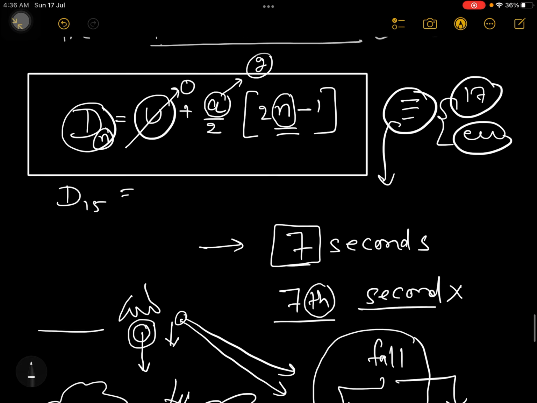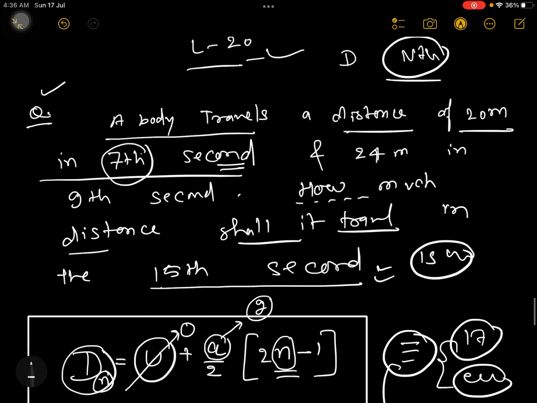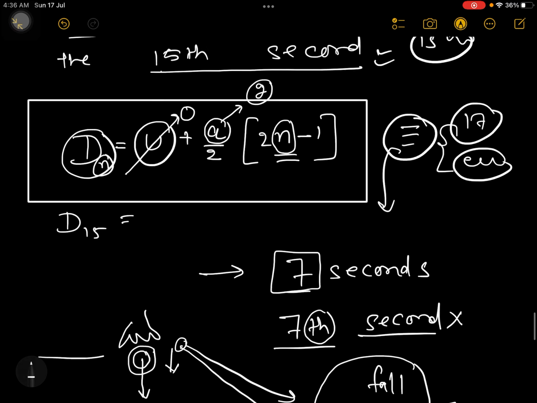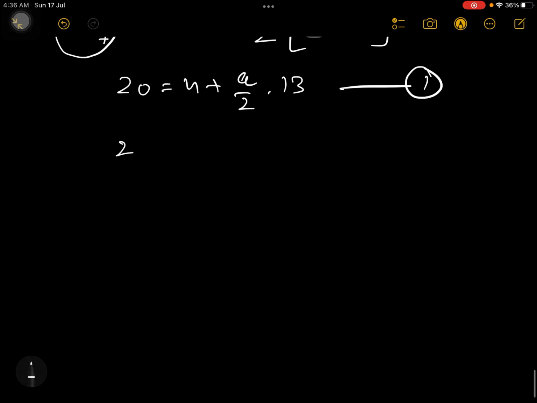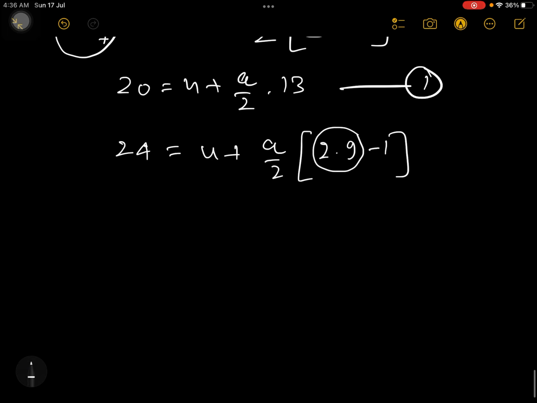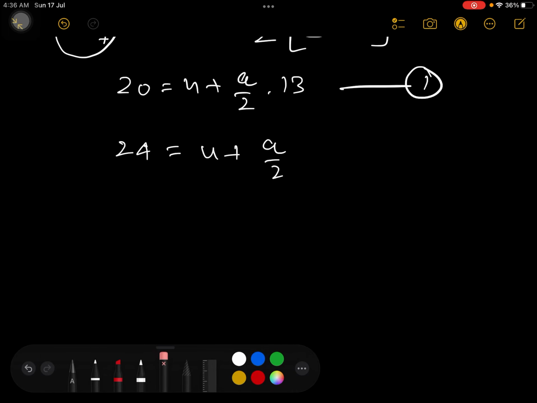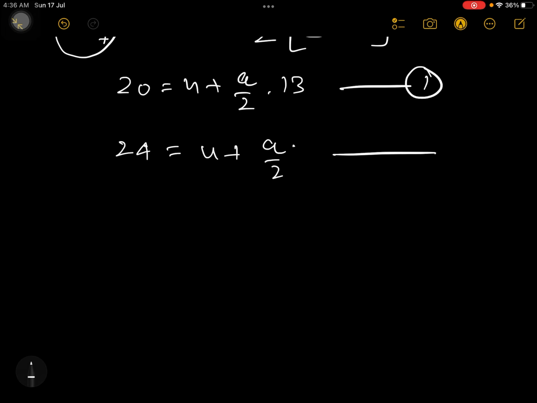Now you have one more data given. If you read the question properly, it is given as 24 meters in the 9th second. So again you make the equation: 24 meters is equal to u plus a by 2 for the 9th second. So 2 into 9 minus 1. 2 into 9 is 18, and 18 minus 1 is 17. So you erase this and put 17 here. This became your second equation. You got equation 1 and you got equation 2.